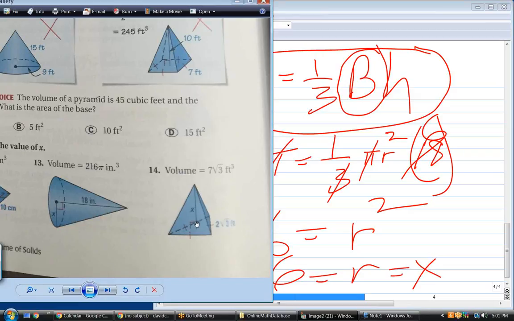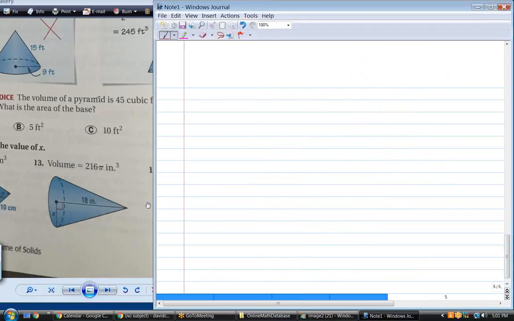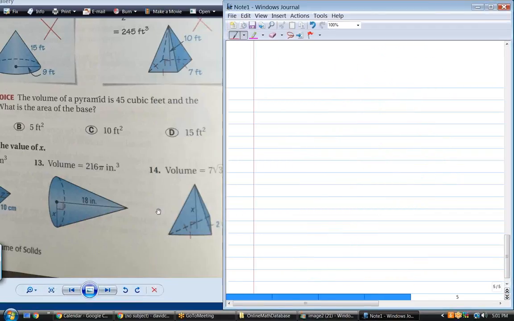14 is only tough because that base is an equilateral triangle. And they've only given us one side of that equilateral triangle. So figuring out that equilateral triangle is not that easy. They actually, in their book, give you a formula for the area of an equilateral triangle, but we don't really need it.